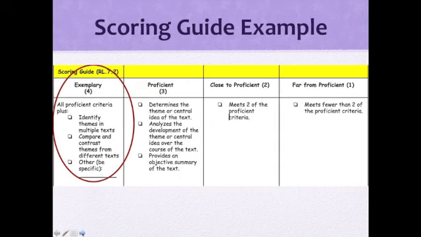If a student earns a level 4, they are exemplary. That means the student met all of the proficient criteria, plus they were able to identify themes in multiple texts, compare and contrast themes from different texts, or meet the other criteria determined by the teacher.